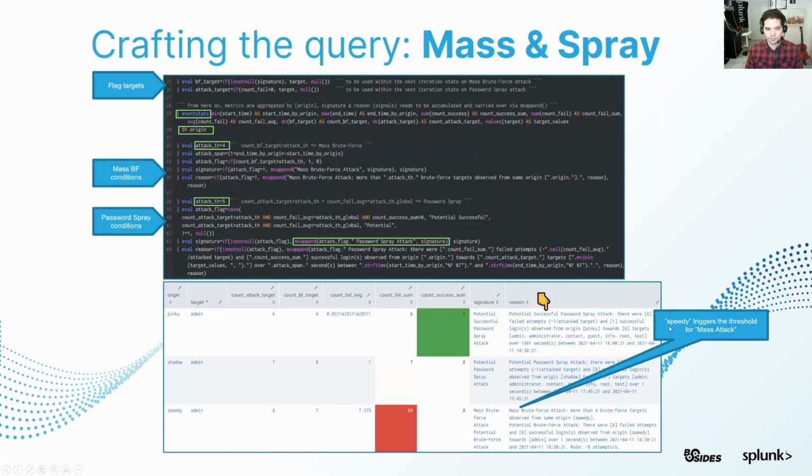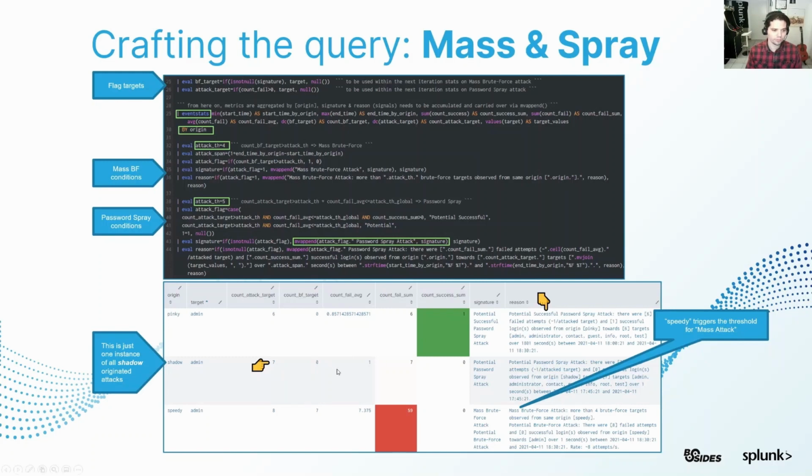Again, I'm highlighting here Speedy, which is the very noisy attack. It triggers the threshold for the mass attack. So it was previously detected from the vanilla attack, but it's also related to multiple targets. So we can easily say, okay, this speedy origin is actually a very noisy attack, and we can treat this in a different way. You can have different playbooks, or you can assign different priorities or severities to this kind of attack.